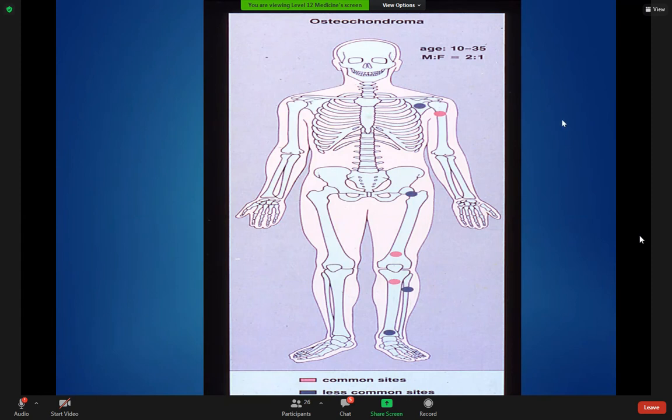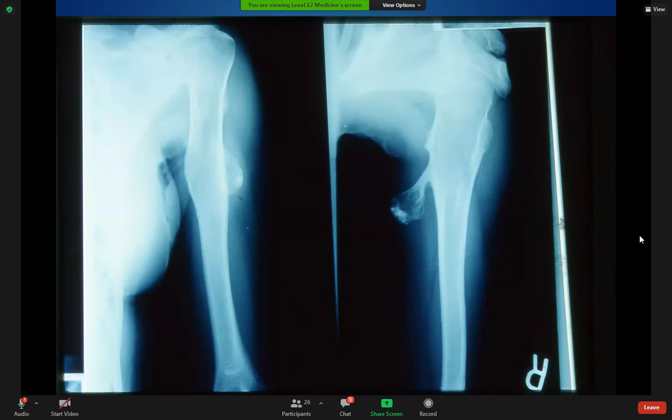Osteochondroma, from the name, meaning that it has an osteoid origin, bone origin, and chondroma, meaning having cartilage. So it's a mixed tumor between bony origin and cartilaginous origin. Also, it is called exostosis.